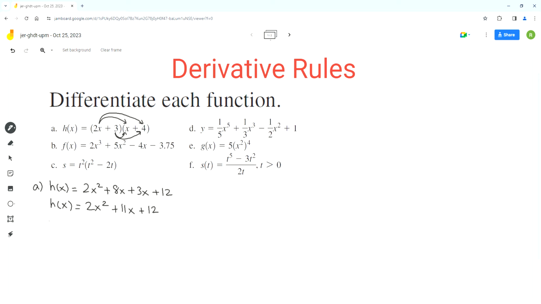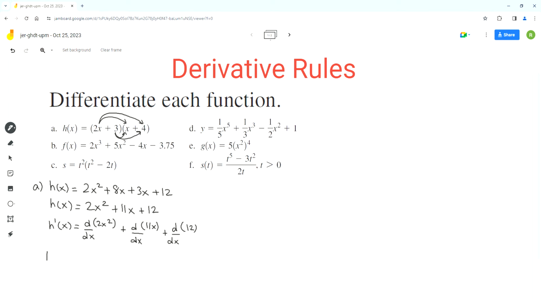So we get h prime of x equals the derivative of 2x squared over dx, and then the derivative of 11x over dx, plus the derivative of 12 over dx. So basically we are using the sum rule of derivatives. So now we can find the derivative.